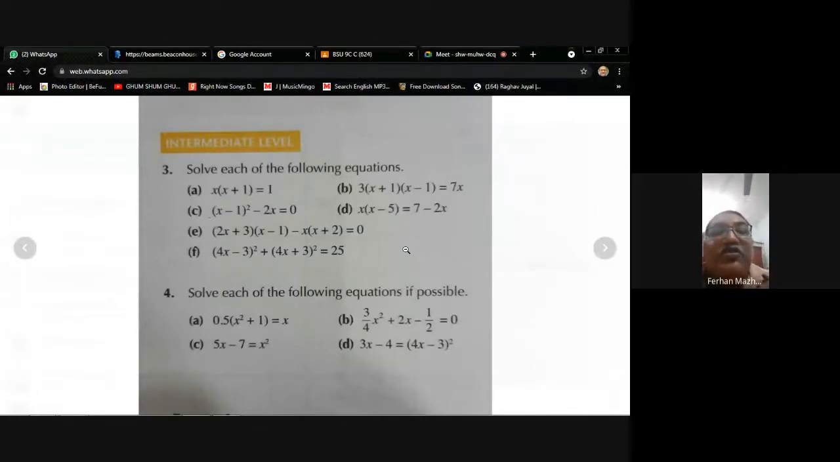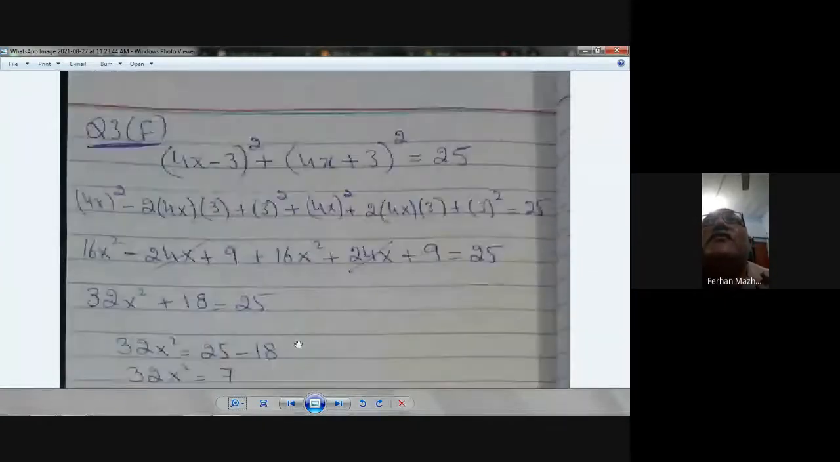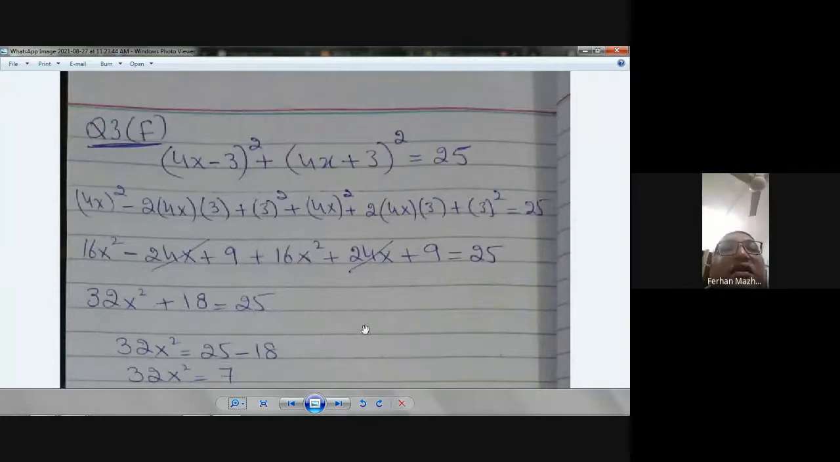Let me show you how I have done this, and hopefully you will be able to understand. So here we have that question. Question number 3, F part, is showing up on your screen. This is (4x minus 3) whole square plus (4x plus 3) whole square equals 25.